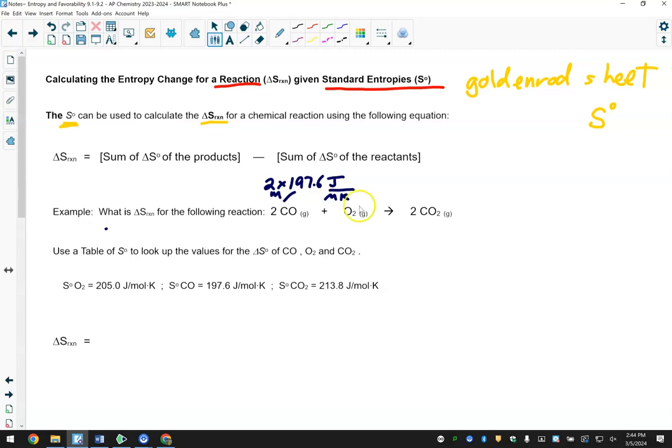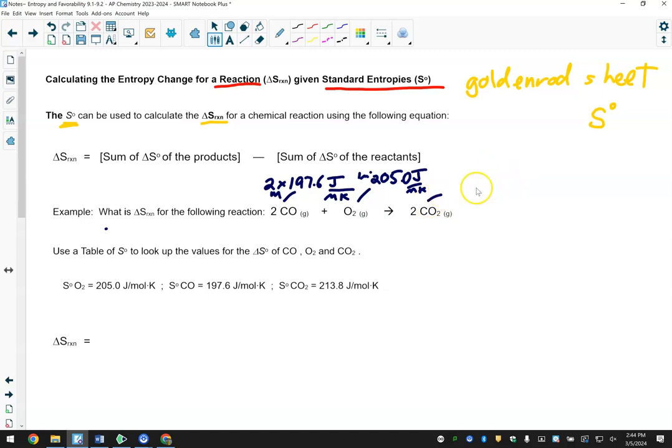For oxygen, now entropy for an element in its natural state is not 0, only enthalpy, right? Because this isn't a change, this is the absolute entropy contained in oxygen. It's in the second column, 205.0 joules per mole Kelvin, and there's 1 mole. How about the CO2? Well, CO2 has more absolute entropy.